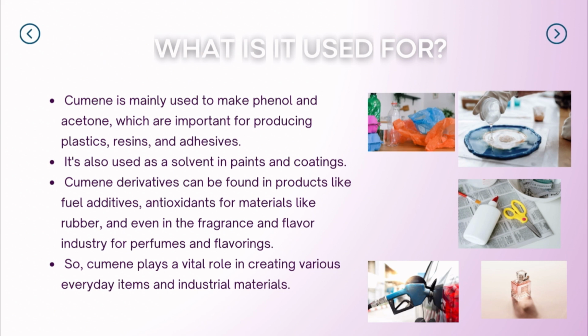Okay, so when producing phenol or acetone, we have to add this cumene to produce plastics, resins, and adhesives, as you can see here. It is also used as a solvent in paints and coatings. Cumene derivatives can be found in products like fuel additives, antioxidants for materials like rubber, and even in the fragrance and flavor industry for perfumes and flavorings.